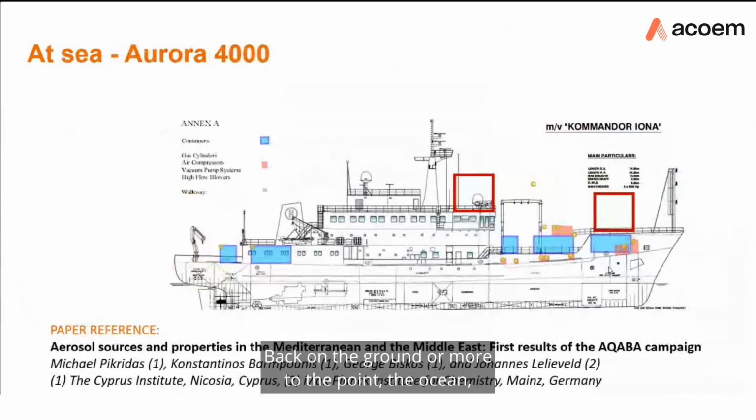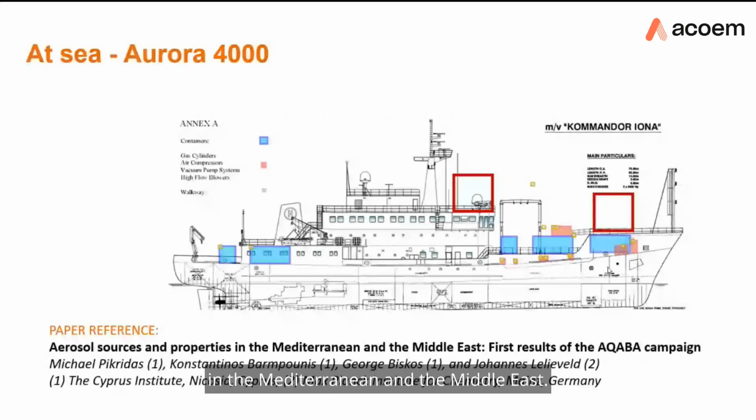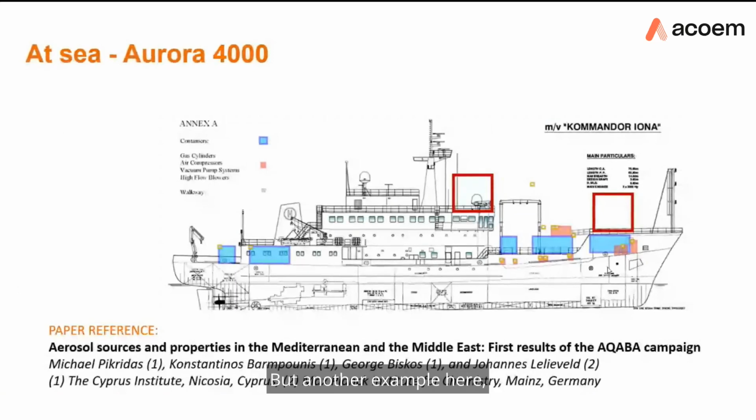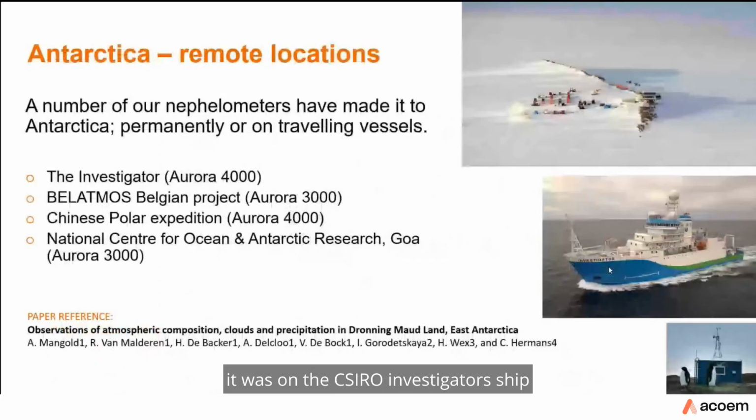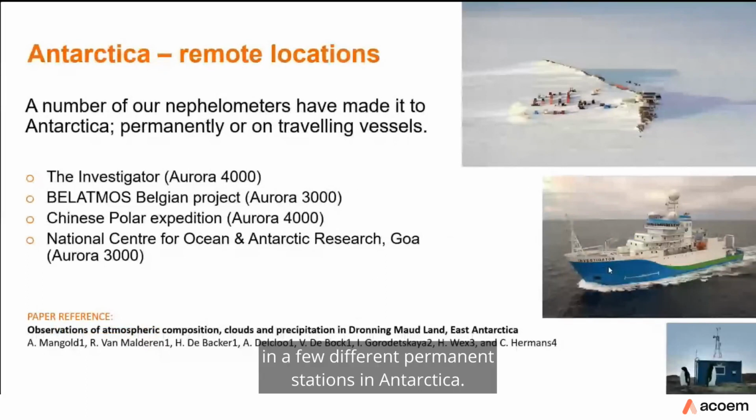Back on the ground, or more to the point, the ocean, nephelometer has been used on a few different ships. This particular example here was from the Acoem campaign in the Mediterranean and the Middle East. But another example here, it was on the CSIRO's investigator ship on a trip down to Antarctica. It's in use in a few different permanent stations in Antarctica.